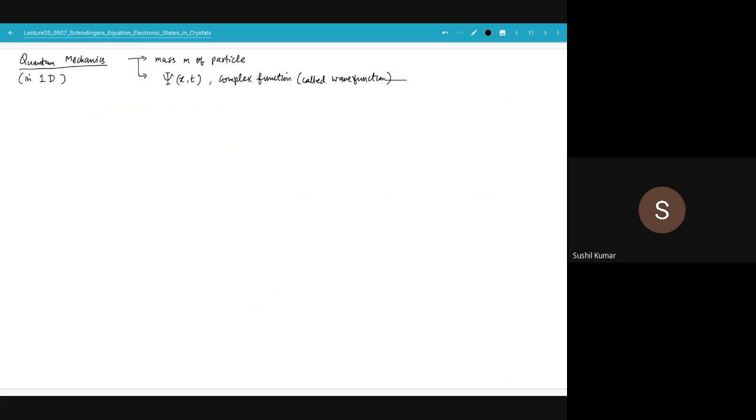By complex function, I mean it's a complex number at any x and t. So it's a function of space and time. At this position, it's a different complex number. At a different position, it's a different complex number. At a different time, it's a different complex number. And it's called the wave function of a particle in 1D. So these two parameters completely describe the particle. They represent the particle's existence and behavior as far as motion is concerned: motion, physical location, energy, etc.